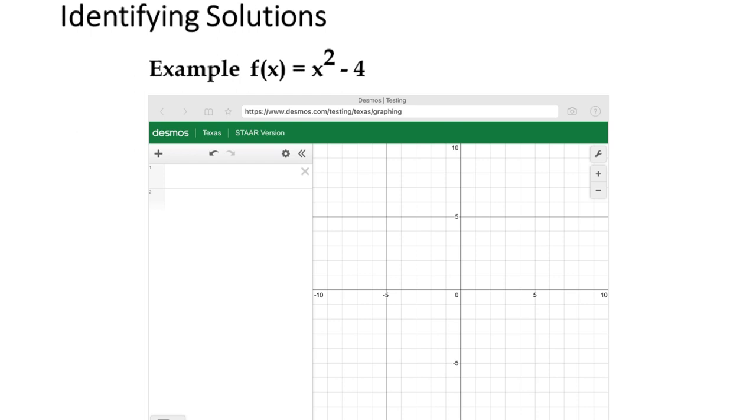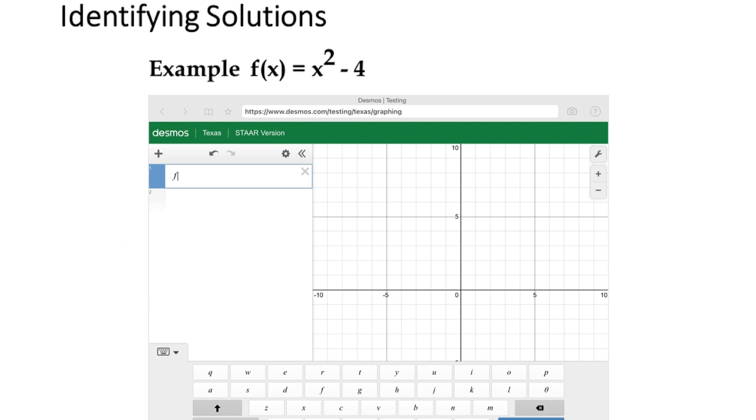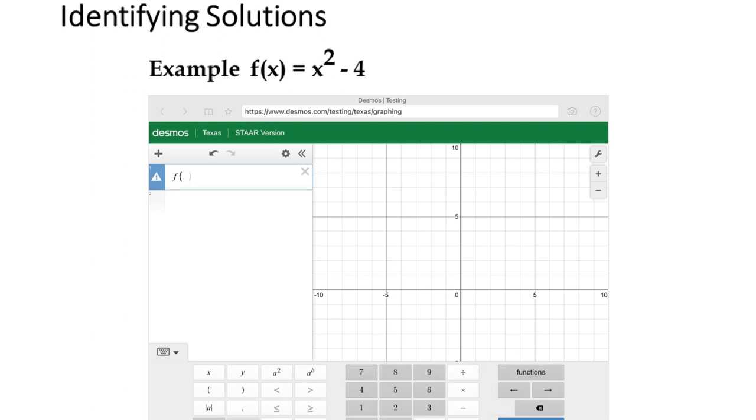All right, on this example, we are going to find the solutions to this particular quadratic equation. Notice that it is written in the form of f of x, which is function notation, is equal to x squared minus 4. When you type this into Desmos, you can either type it in as f of x, or as y. So I'm just going to type it in the way it shows, f of x is equal to x squared minus 4. We see that we do have a U-shaped graph, a parabola.